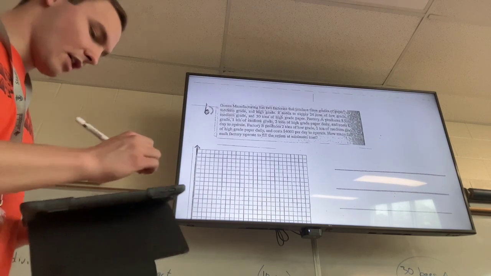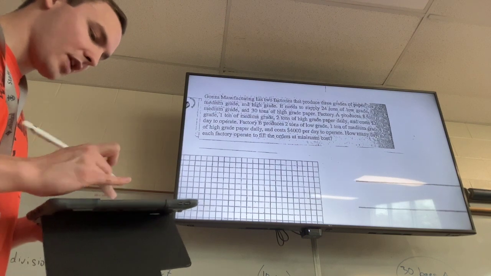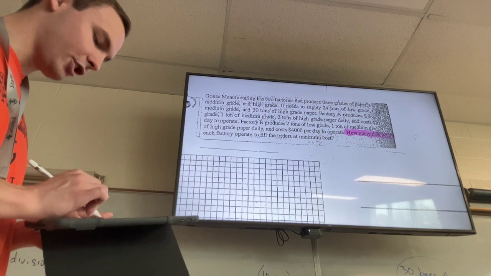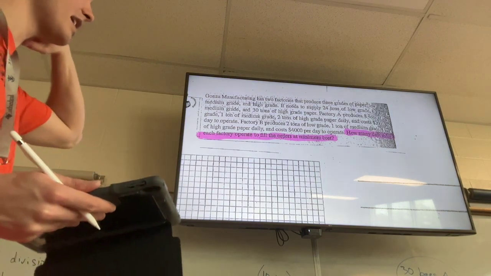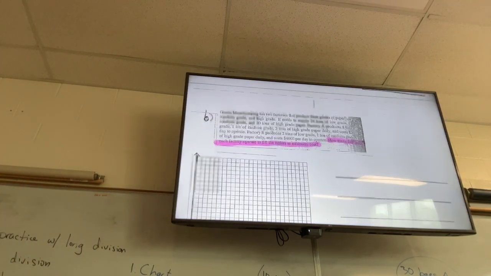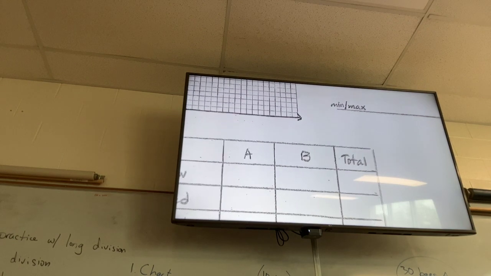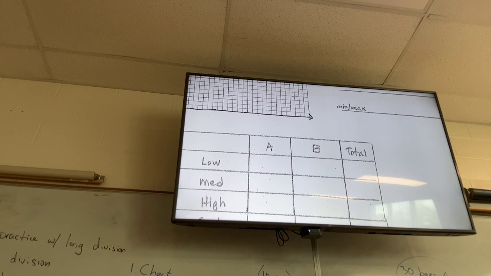All right. So the most important thing in a word problem is always the last sentence. How many days should each factory operate to fill the orders at minimum cost, okay? Help me fill in this chart. So we're gonna let X be the number of days factory A runs, and Y equal the number of days that factory B runs. Those are going to be our variables here.